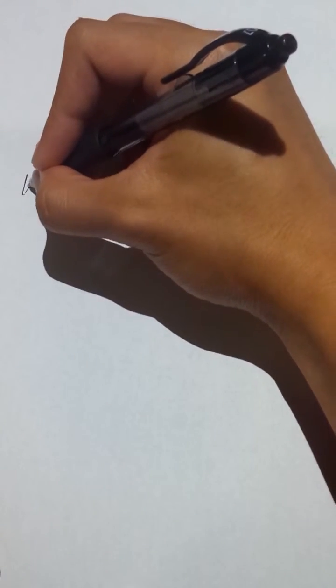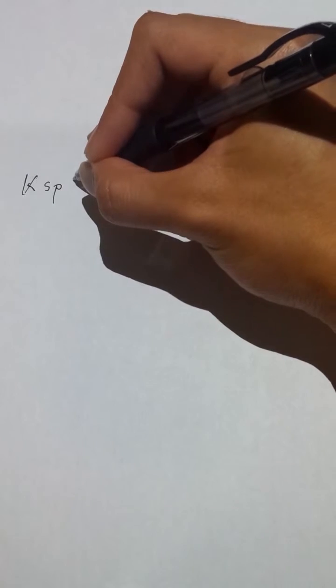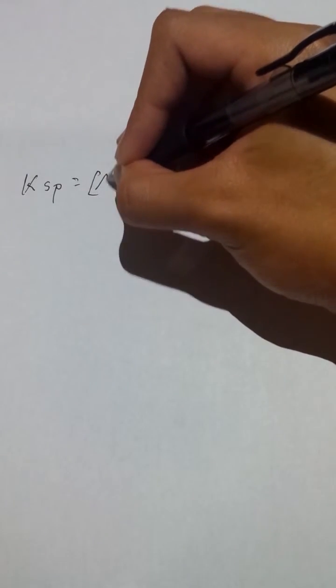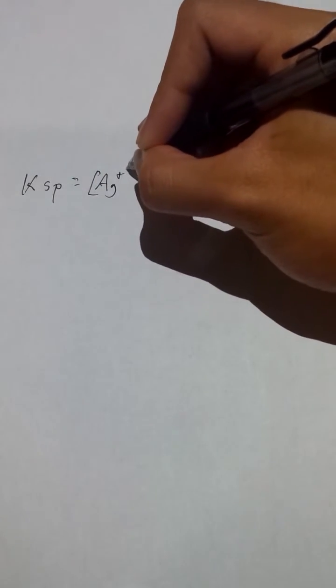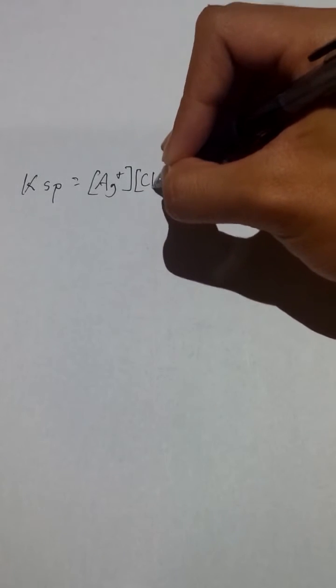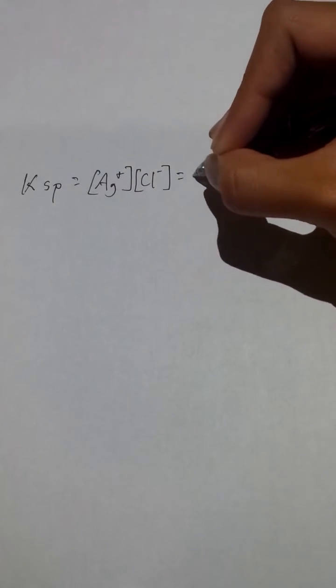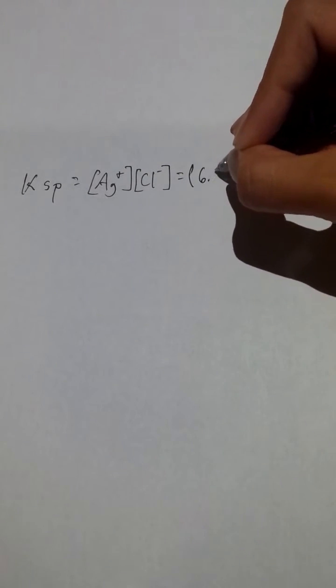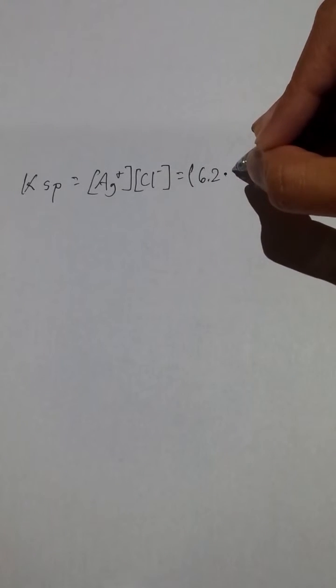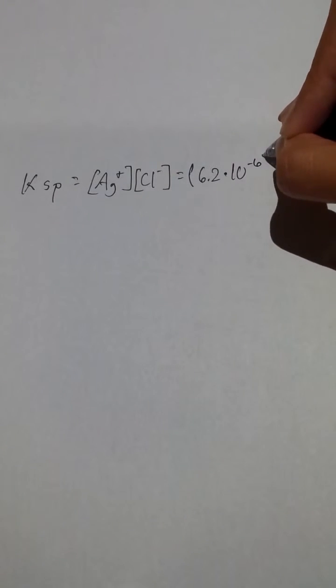In part 3, we have to calculate the KSP of silver chloride by multiplying the concentrations of the constituent ions, which are the same as the concentration of the silver chloride calculated in the last part. We get the solubility product constant 3.8 times 10 to the negative 11.